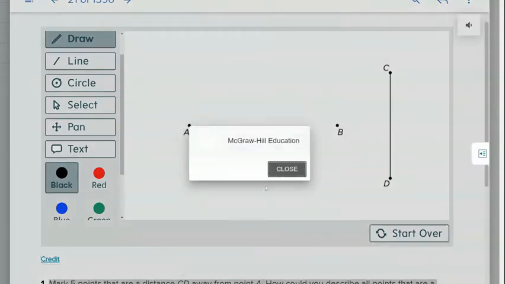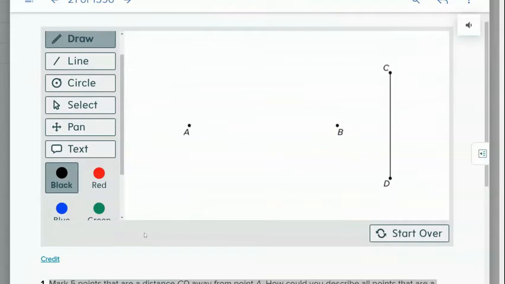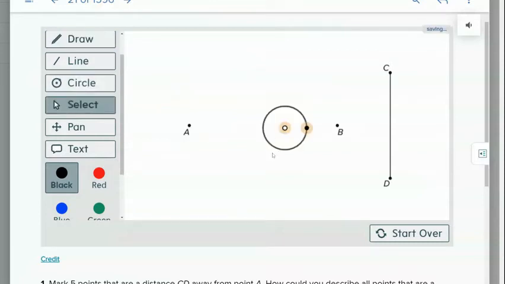Right, so let's go ahead and look at our pretty image. And let's think how we can make five points that have the distance of CD. And CD is the line segment right here. But it has to be distance CD away from point A. So point A is the issue here. Now, which tool can you use to make sure that you have five points that are a distance of CD away from A? Should have a circle, yeah?